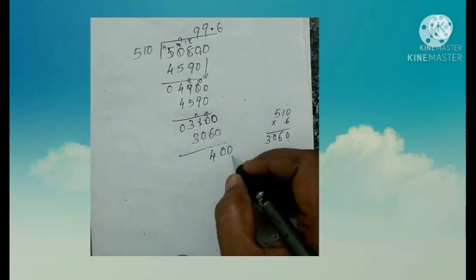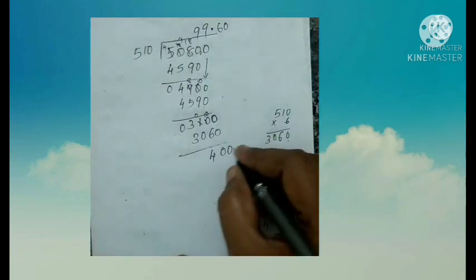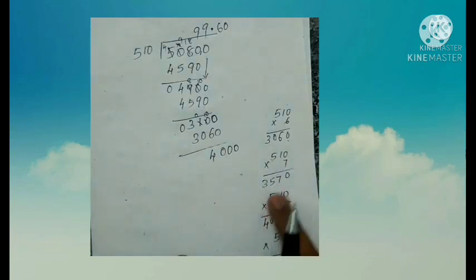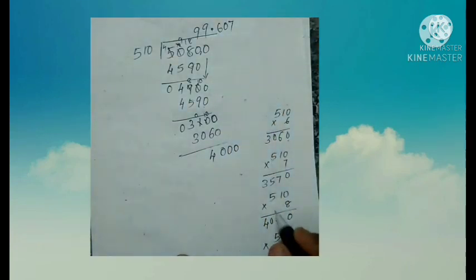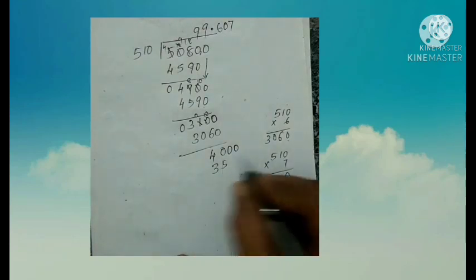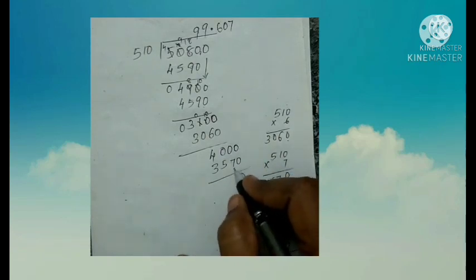Then again one more 0. So 400. 400 is not possible to divide. So put the 0 in the quotient and then put the 0 on the remainder. So 4,000. How many times? Yes, 7 times. 3,570. 0 minus 0, 0.